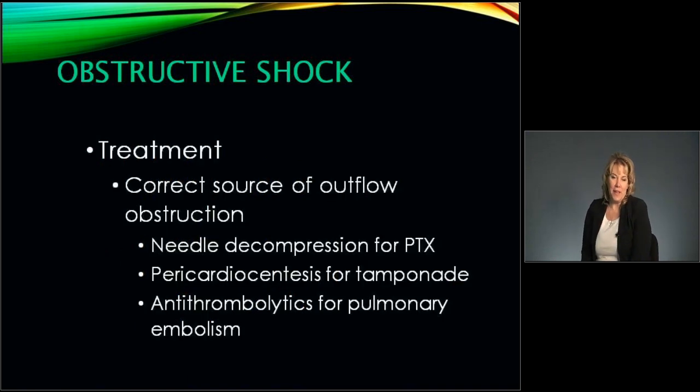So treatment is fix whatever the obstruction is. So if it's a pericardial tamponade, then pericardiocentesis would be indicated. If it's a tension pneumothorax, either a needle decompression emergently or the placement of a large bore chest tube to help restore that negative pleural pressure and allow the lung to re-expand and restore the normal pressure gradients within the thoracic cage. And if it's a PE, then again, treating depends on whether or not they need an embolectomy or if they can be successfully treated with a clot buster like TPA, antithrombolytics, and anticoagulation would be indicated for that patient as well.